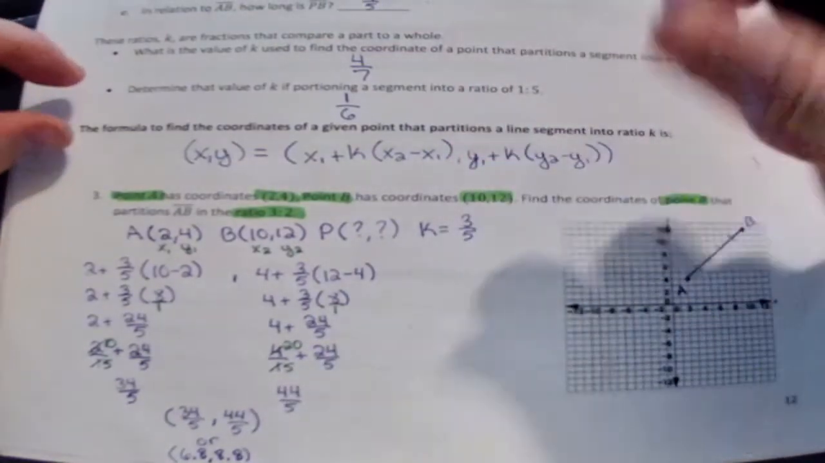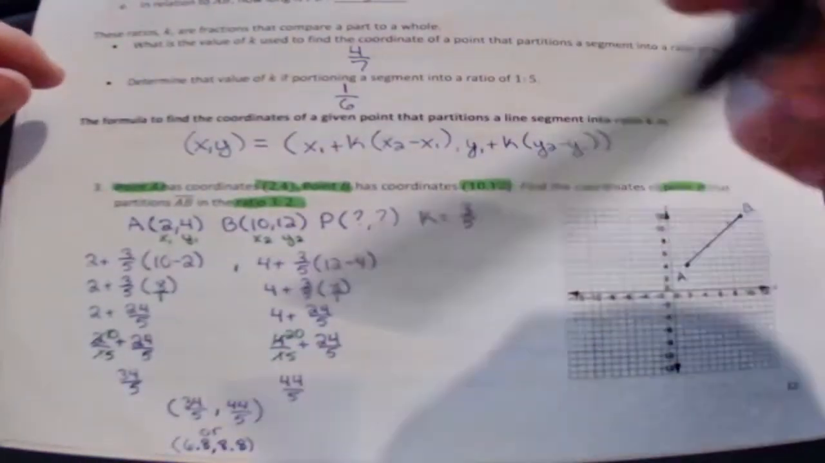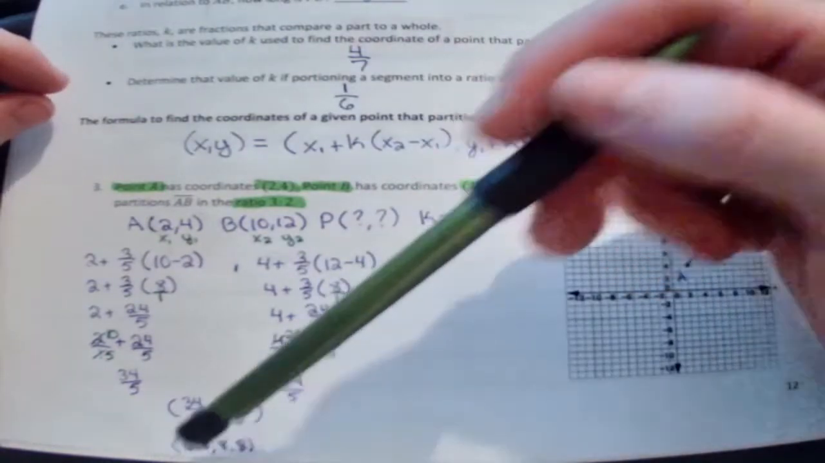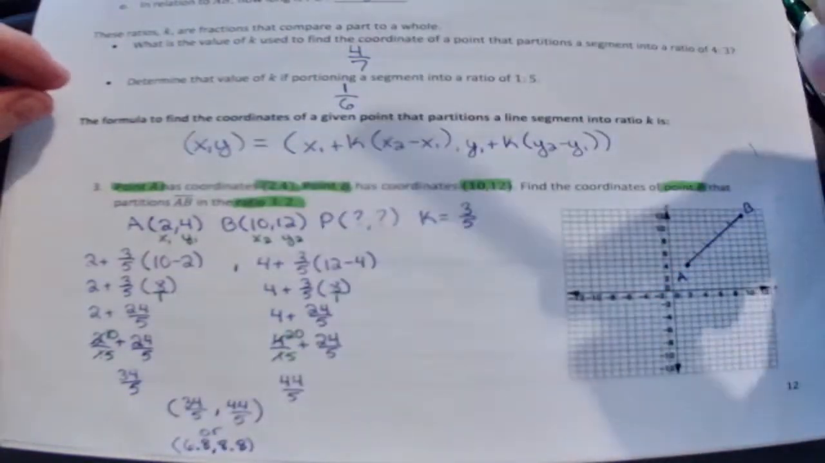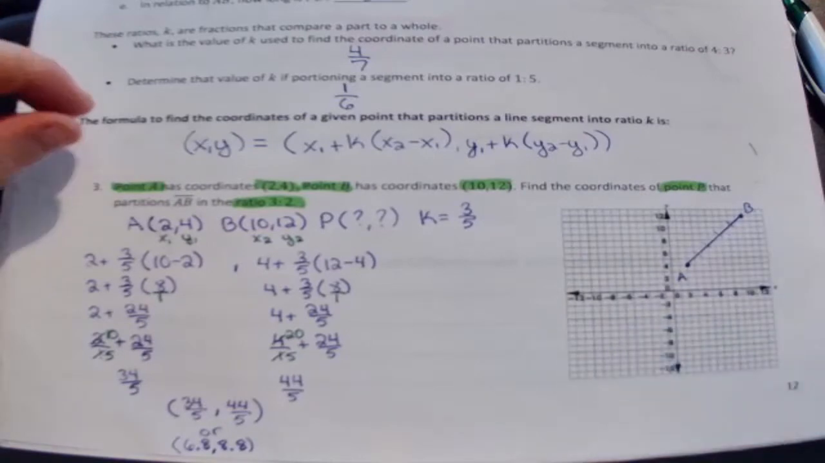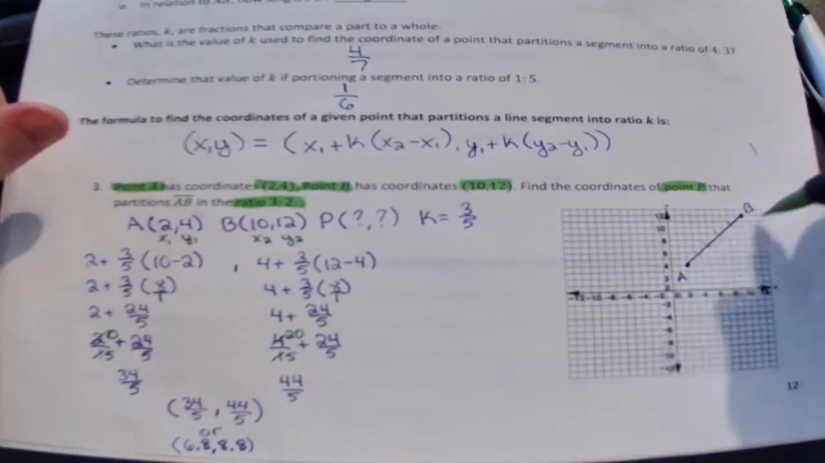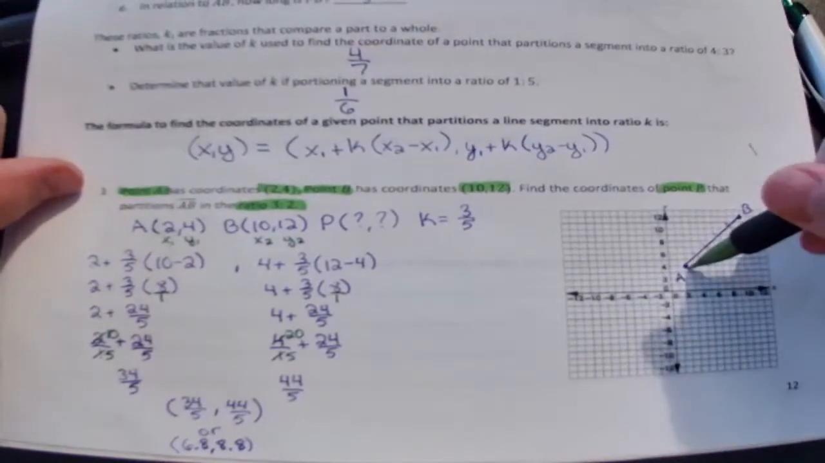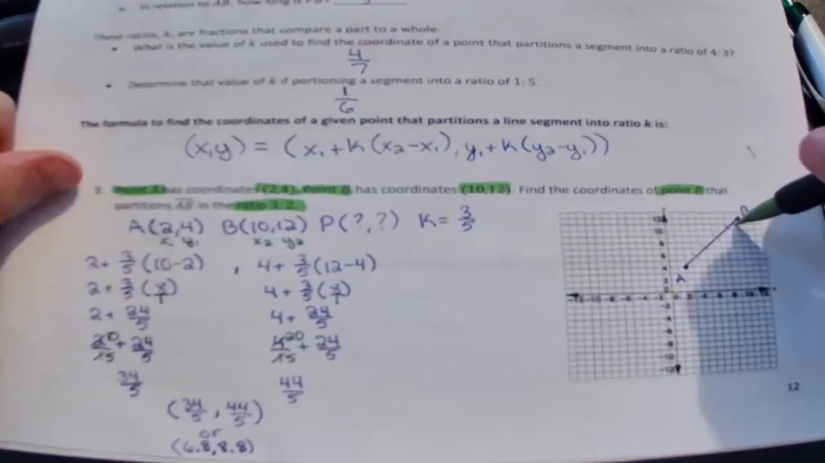So you can leave it as 34 over 5 or 44 over 5. But if you would rather deal with decimals, you are allowed to. So if you would have made your answer 6.8 and 8.8, that would have worked as well. Now, a little trick when you're putting it in, I already labeled the A and the B.